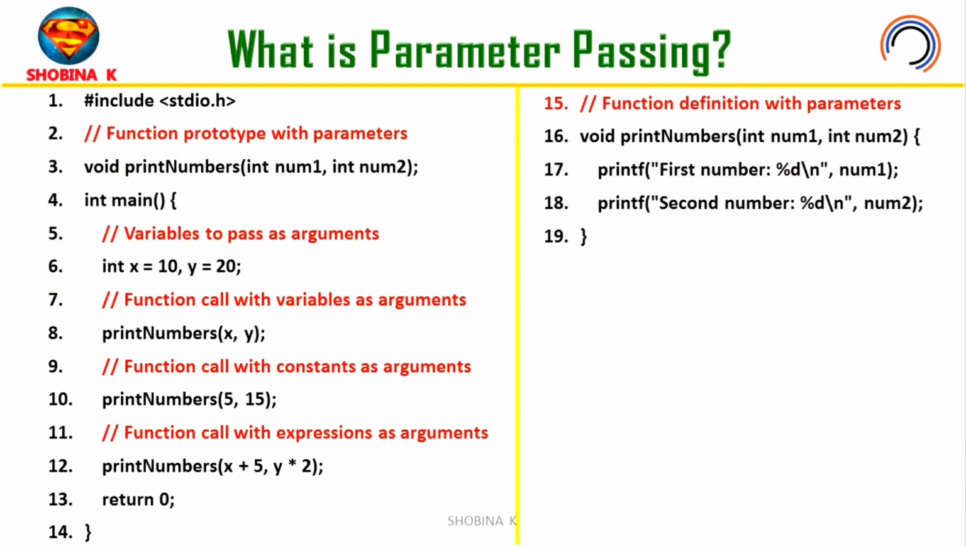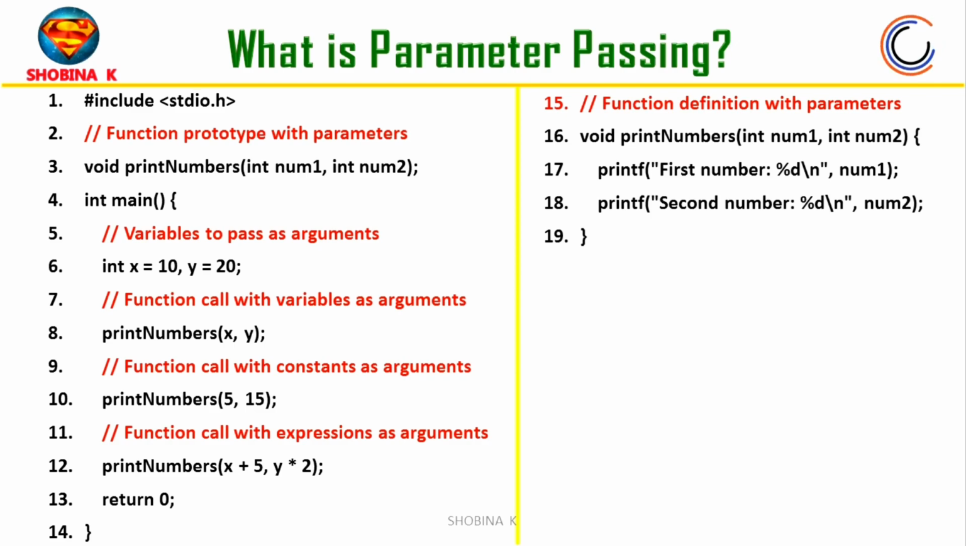Now let's see an example. First, include the necessary header files. Line 3 declares a function prototype for print_numbers with two parameters, num1 and num2. It tells the compiler that there will be a function named print_numbers, which takes two integers as arguments, but does not provide the implementation of the function. And then we have the main function, which is the entry point of the program. Moving ahead, we have two integer variables, x and y, which are declared and initialized with values 10 and 20 respectively. Line 8 calls the print_numbers function with the variables x and y as arguments.